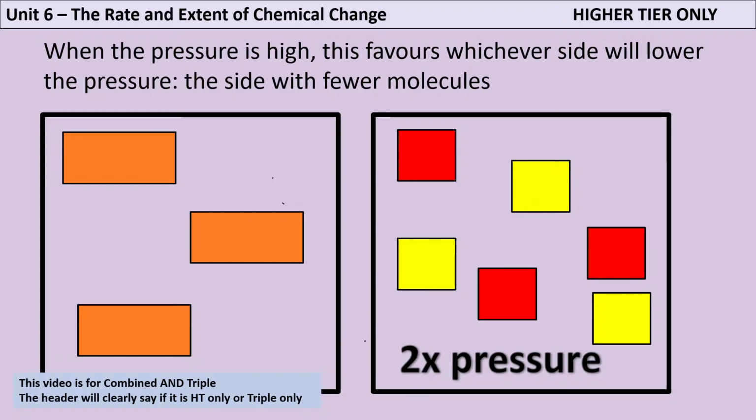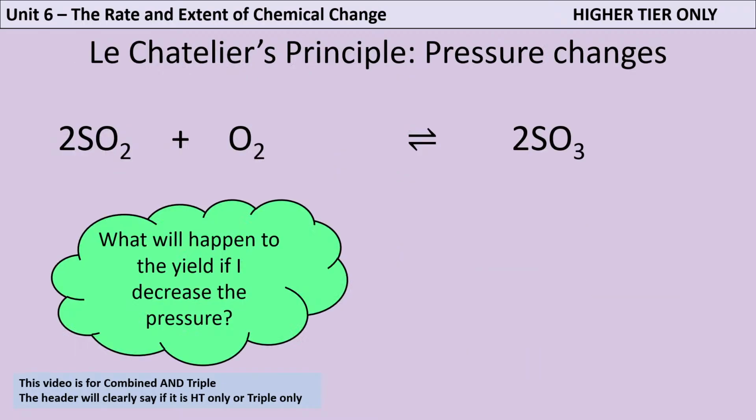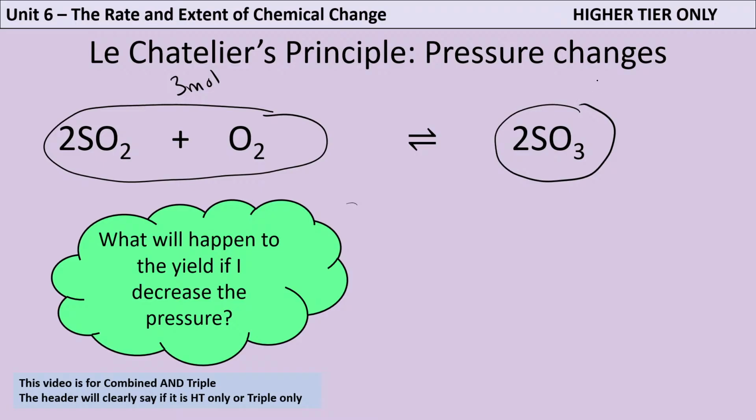So whereas with adding or taking away a reactant, we can just say, oh, if I'm adding a reactant, it will always push right. Here, we're going to need to look at our simple equation. So here you can see I've got 3 moles of gas on the left and 2 moles of gas on the right. So you can see I'm using those coefficients there, right?